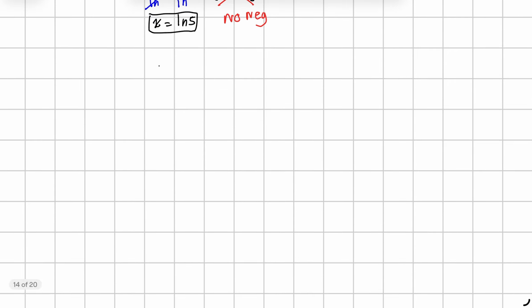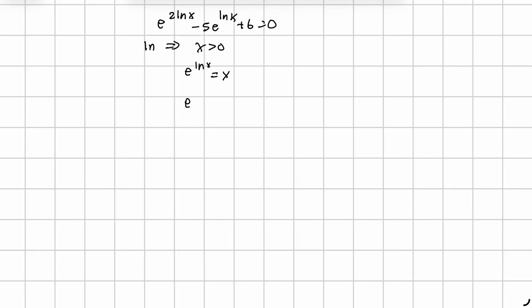Let's say we have e to the power of 2 ln x minus 5 e to the power of ln x plus 6 is equal to 0. Because ln x appears, we know that x must be greater than 0. So let's simplify using e to the power of ln x is equal to x. We also know that e to the power of 2 ln x we could rewrite as e to the power of ln x, squared. So we get x squared because the e to the power of ln is going to cancel out, since the base is e.